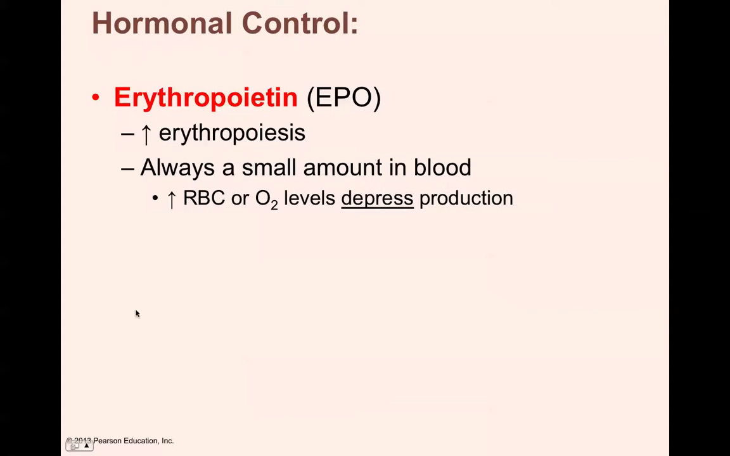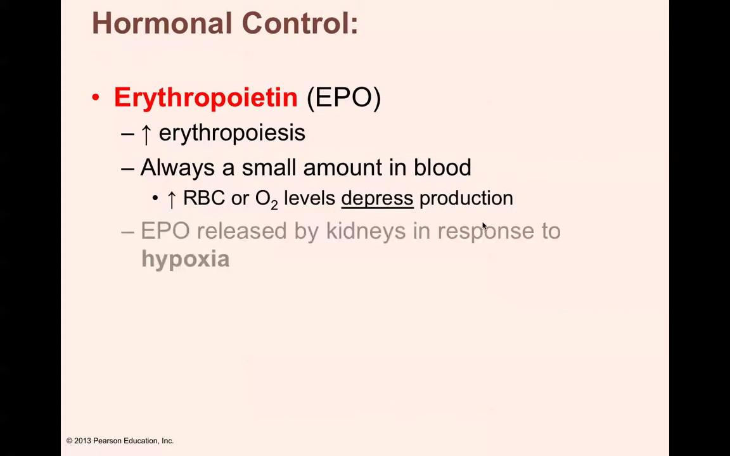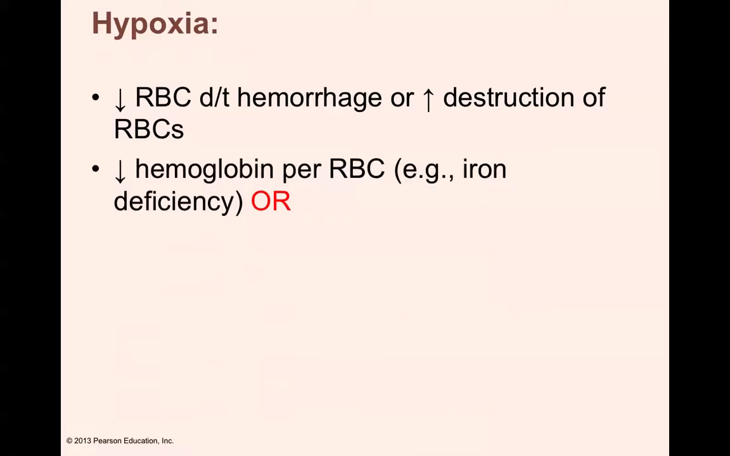There's always a small amount in the blood, and what happens is if you have an increase in red blood cells or an increase in oxygen levels, this will inhibit or depress the production of more red blood cells. Erythropoietin is released, believe it or not, by the kidneys in response to hypoxia. Hypoxia is when you have a decrease in red blood cells due to hemorrhage or an increased destruction of red blood cells. Or you have a decrease of hemoglobin per red blood cell.